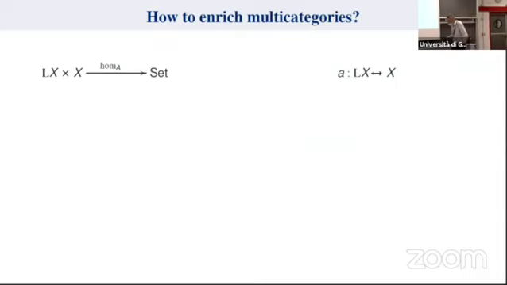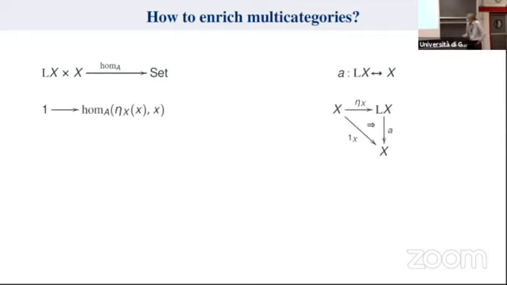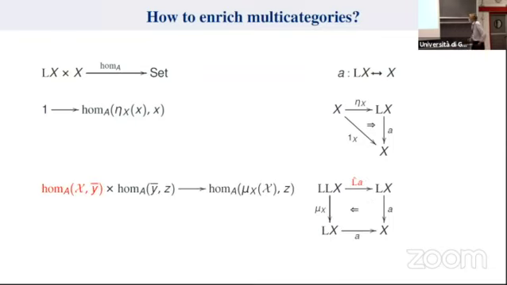So now let me get to the enriched part. So we have for multicategories this Hom function, which goes from LX cross X to X. Now look at this as a profunctor on discrete categories. So it is really just an LX by X matrix of sets, okay? And I write it as an algebraic structure A. But this is really this Hom A. And the existence of units, I can look at that as a diagram with a two-cell in there. And I can do this also for the composition.